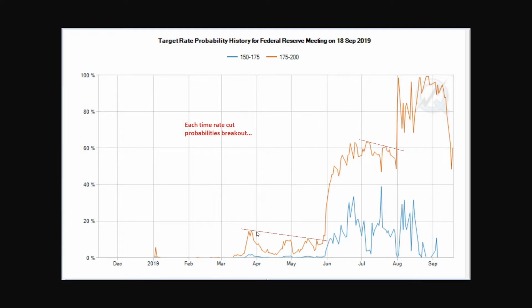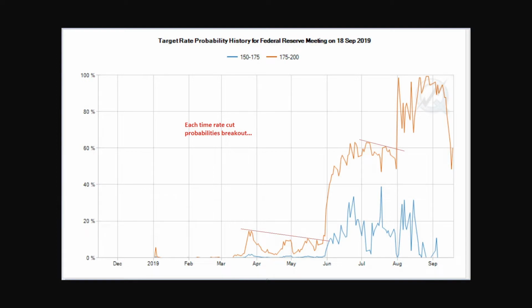These are the probabilities. For the September 18th meeting, to get that 175, 200 target rate, look at the chart. Here we're below 20%. A nice little TA line. Oh, broke out. Late May, we had a breakout. Off it went. Probabilities go up. Okay, need more guidance. Sideways move. Trend line. Late July, breakout. Goes up. On two separate occasions, there was a breakout in the probabilities of a target rate actually going down or going to another rate.